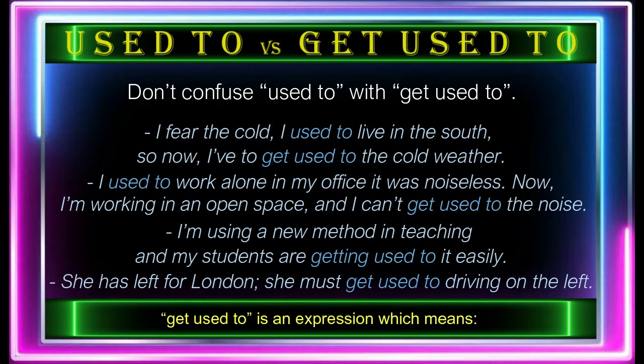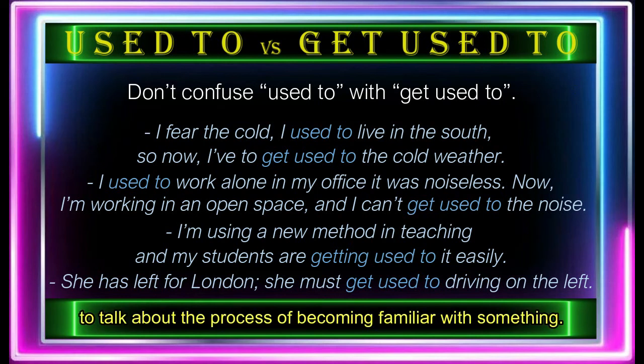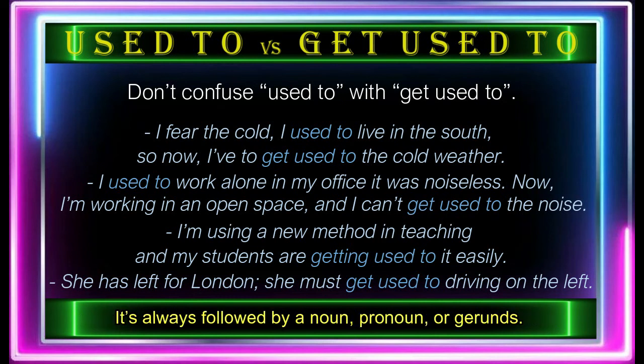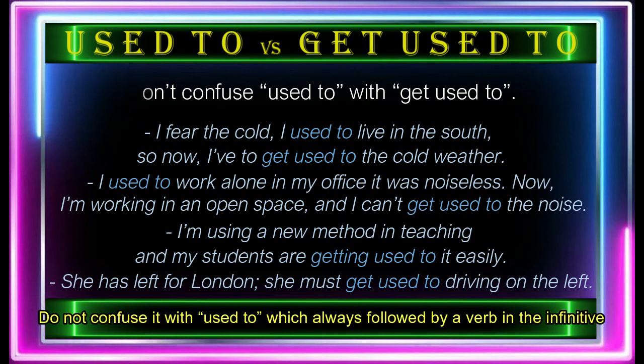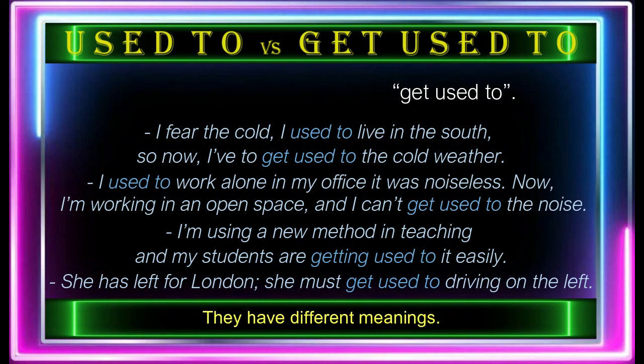Get used to is an expression which means to talk about the process of becoming familiar with something. It's always followed by a noun, pronoun, or gerund. Do not confuse it with used to, which is always followed by a verb in the infinitive. They have different meanings.